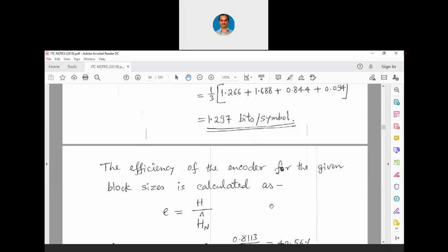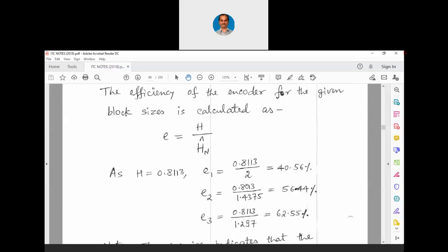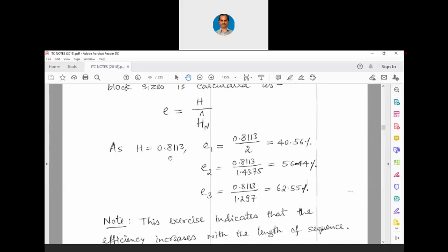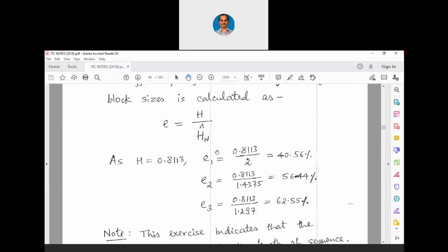Now we will calculate the efficiency of the encoder for the given block sizes by giving H equals Hn cap. There it was H of S and H of S cap. Here, as we have the sequence length, we are specifically writing H and Hn cap. We are simply giving a symbol E. As H is 0.8113, for the very first case of single symbol sequence, efficiency is 40.56%. For the 2 symbol sequence, it is 56.44%. And for the third sequence set, it is 62.55%.